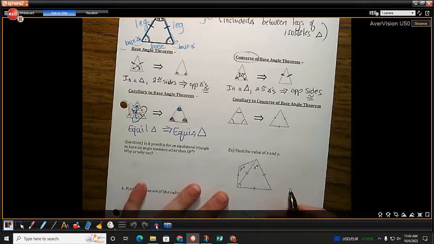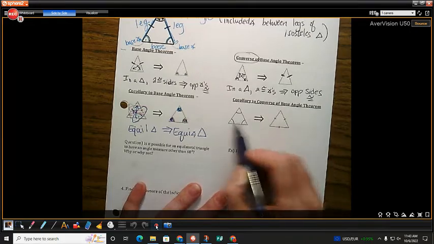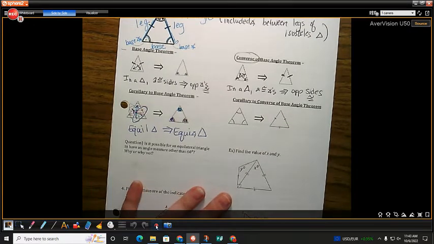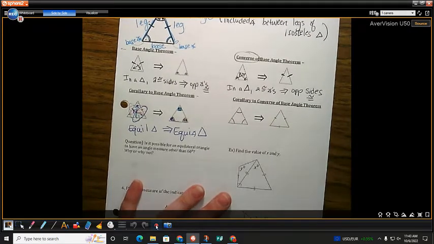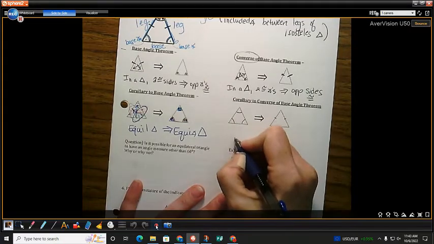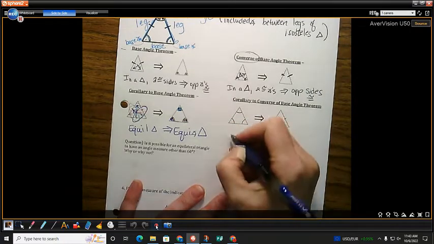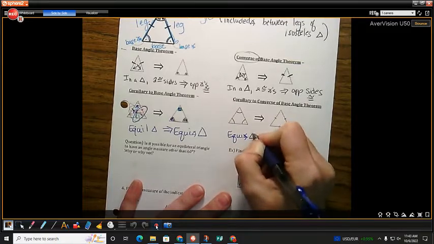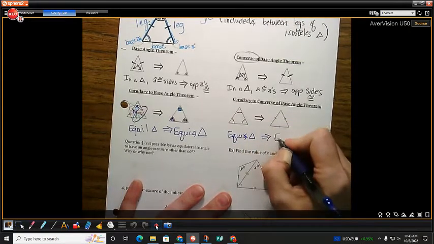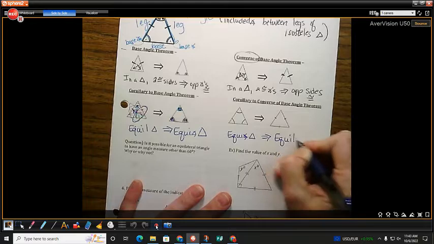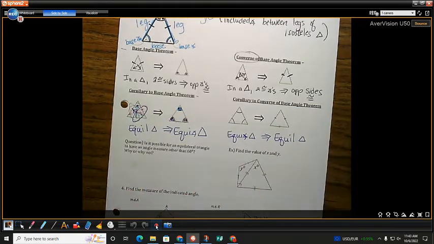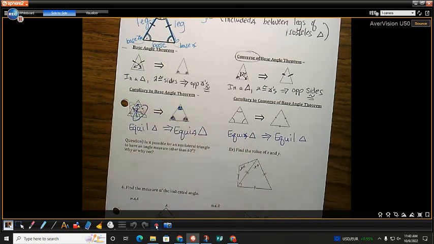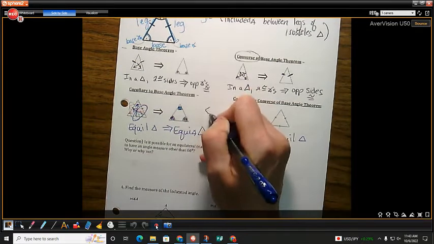Okay, whoever can tell me the converse of the corollary of the base angle theorem. What do you think, Camila? Here's the picture, helps you. An equiangular triangle implies an equilateral triangle. Oh, look! The original and the converse are both true. What does that tell me? It's biconditional.